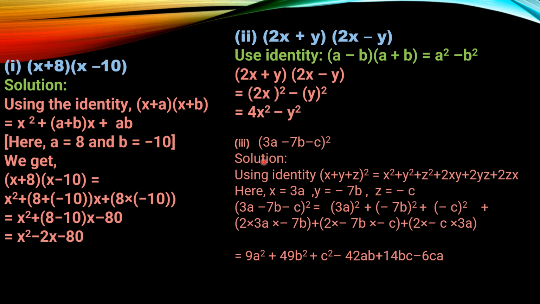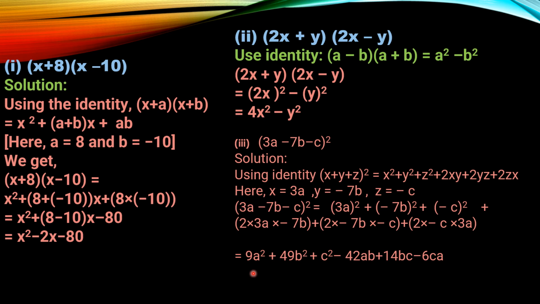Next question. (3a - 7b - c) whole squared. Since there is a square of 3 terms, the identity used here will be (x + y + z) whole squared is equal to x squared + y squared + z squared + 2xy + 2yz + 2zx. What is x here? First term 3a, second term is -7b, and third term z is -c. So putting these values in the right hand side.